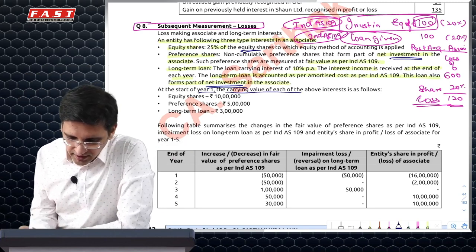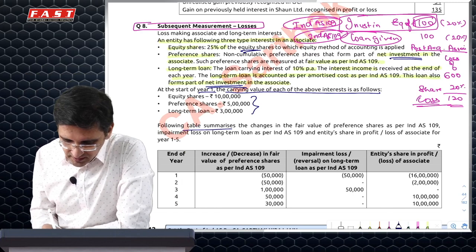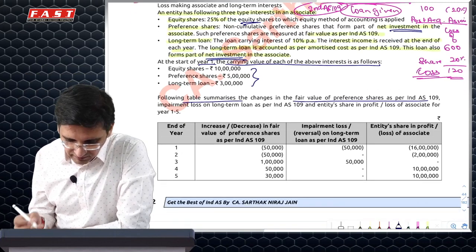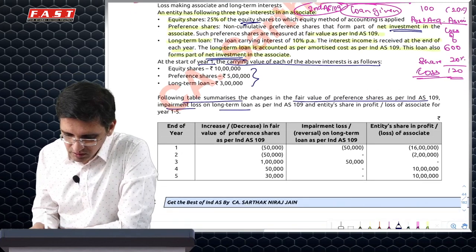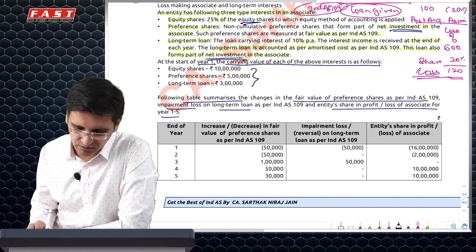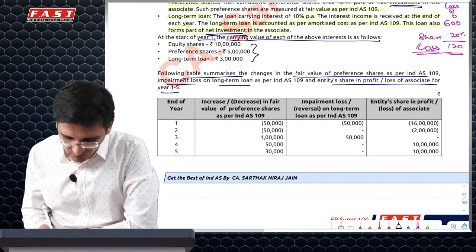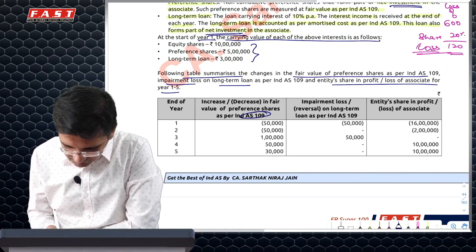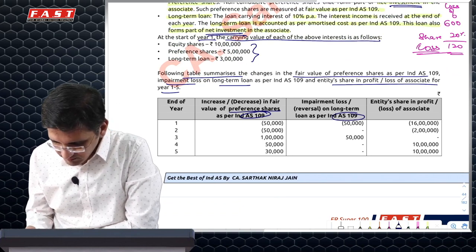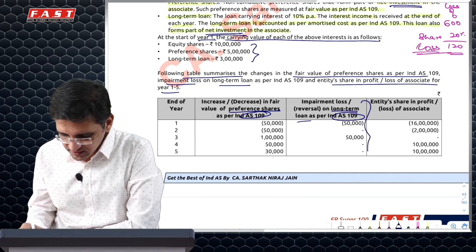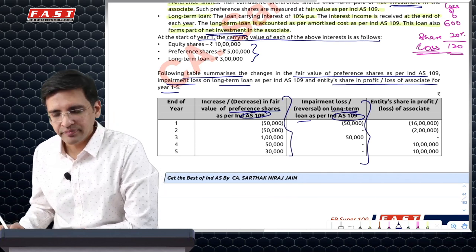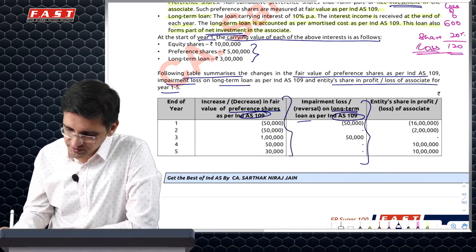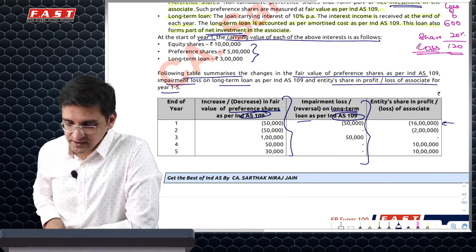Start of year one, the carrying value is given. And the table summarizes the changes in the fair value as well as the impairment loss on the loan as well as the profit or loss on associate. So first and foremost, these are 109 changes for preference share, 109 changes for loan. We will first adjust these changes and then we'll go to the other loss allocation. And the first year loss is 16 lakh, and this is equity share.